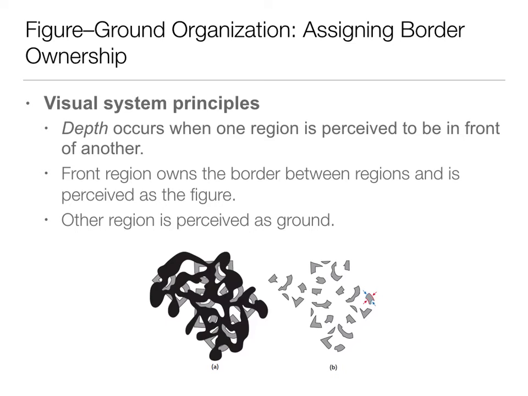And again, that other region is perceived as the ground. So in B, we really only have figure and ground. In A, we have two figures and ground.